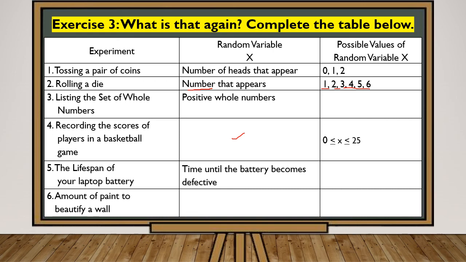Next, number 5, the lifespan of your laptop battery. The random variable is the time until the battery becomes defective. What would be the possible values of the random variable here? And number 6, amount of paint to beautify a wall. So identify the random variable and the possible values of the random variable.